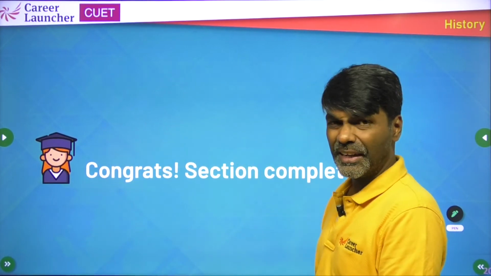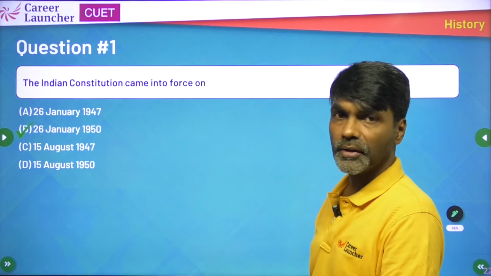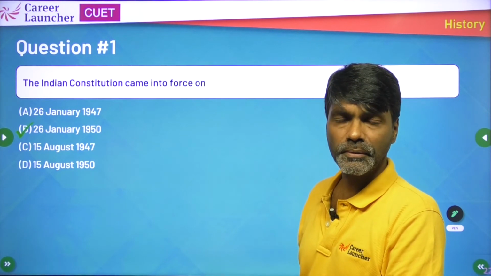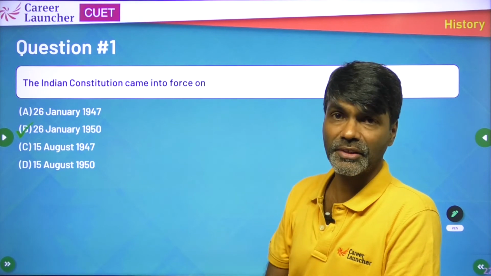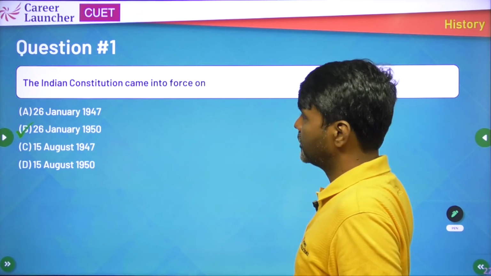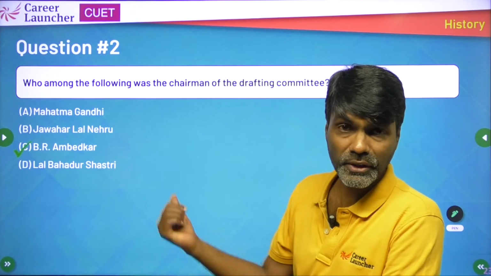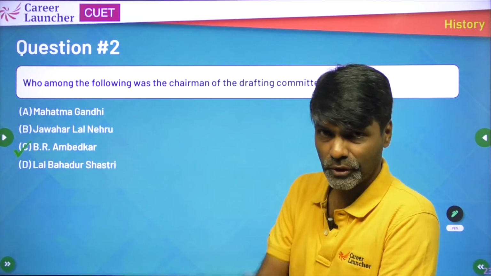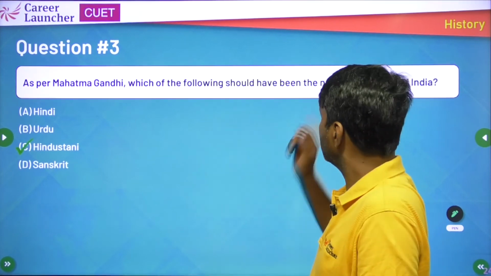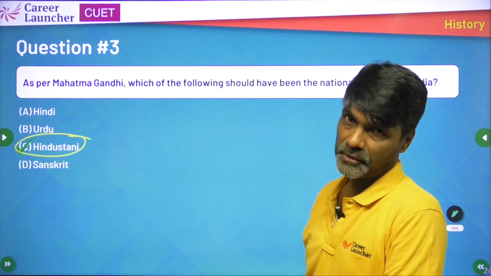We finish the chapter. Let's quickly take a look at a few questions before we finish it. There are sample questions that I've put together. Go back, finish your chapter, read it once before you take the practice exercise. Indian Constitution came into force when? Who among the following was the chairman of the drafting committee? As you can see, I've ticked the answers also, just for the sake of making you know it. Okay? Dr. Ambedkar.